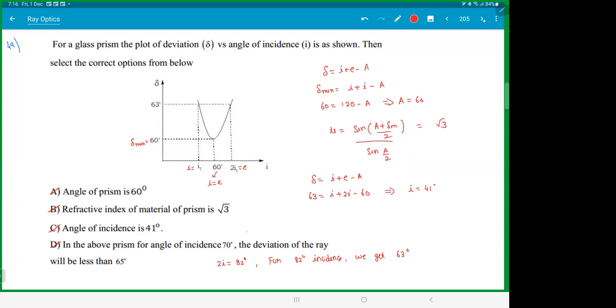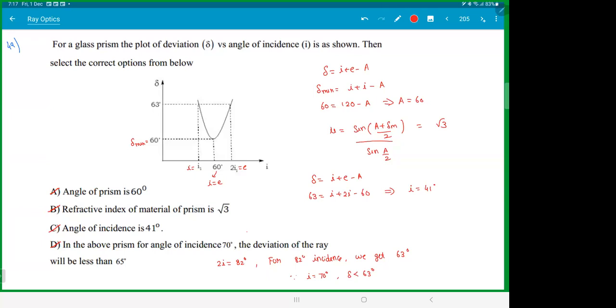Now here, for 70, since I is equal to 70 degrees, delta has to be less than 63 degrees. But you said 65, so it is true, no? Got the logic? Basically, you just have to use the information to prove.